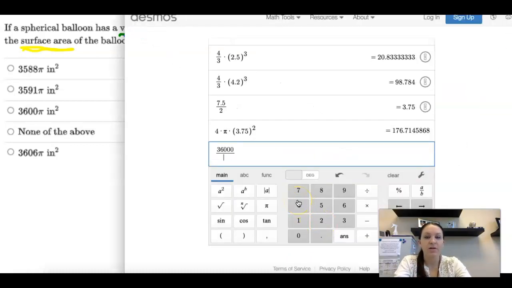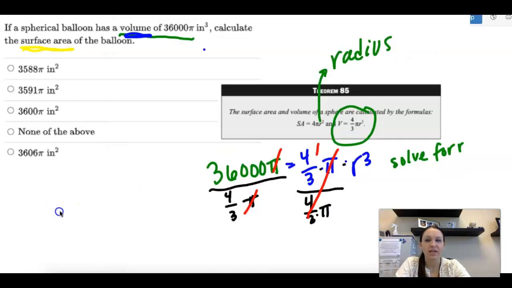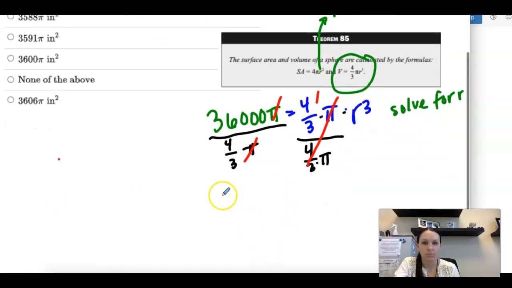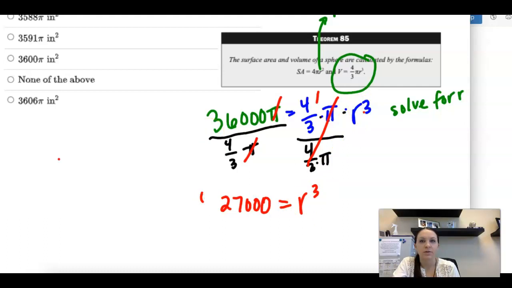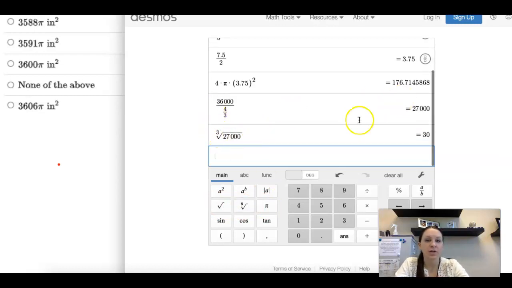I'm just going to put that in my calculator. So that's 27,000. And that equals r cubed. So last step, to get rid of a cube, you do a cube root. Just like to get rid of a square, you do a square root. So r equals the cube root of 27,000. So that's this one, and I have to type the little 3. So 27,000. R is 30.